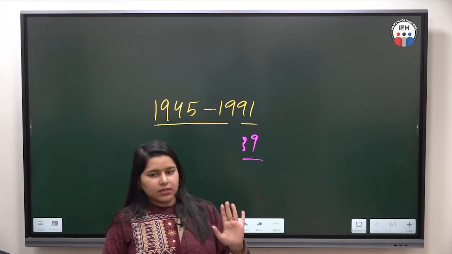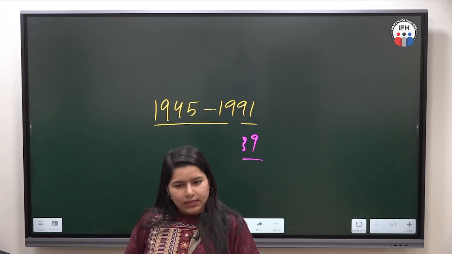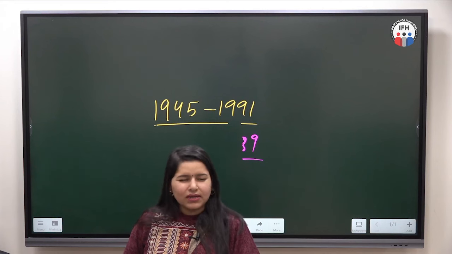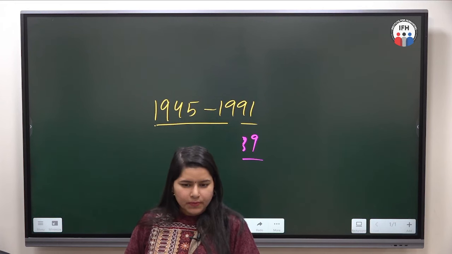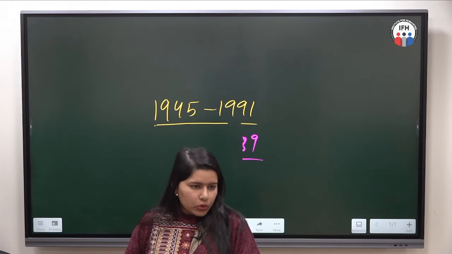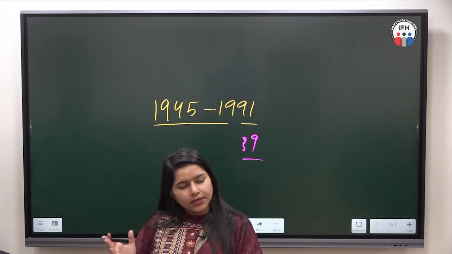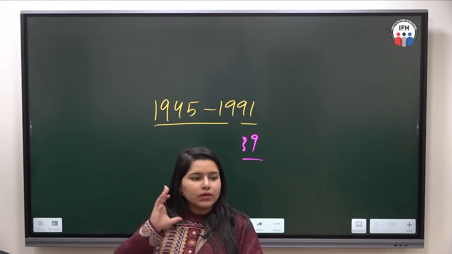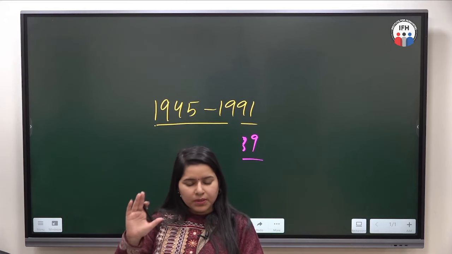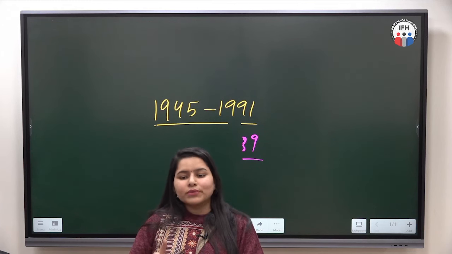So whenever somebody asks you the exact period of the Cold War, it can be 1945 till 1991, or 1945 till 1989. Because the Berlin Wall was the major symbol of the Cold War, because it divided Germany. Although Germany was already divided into East and West Germany, this concrete wall was created in physical form. That is why when people broke this wall, it was assumed that the Cold War had ended, right?